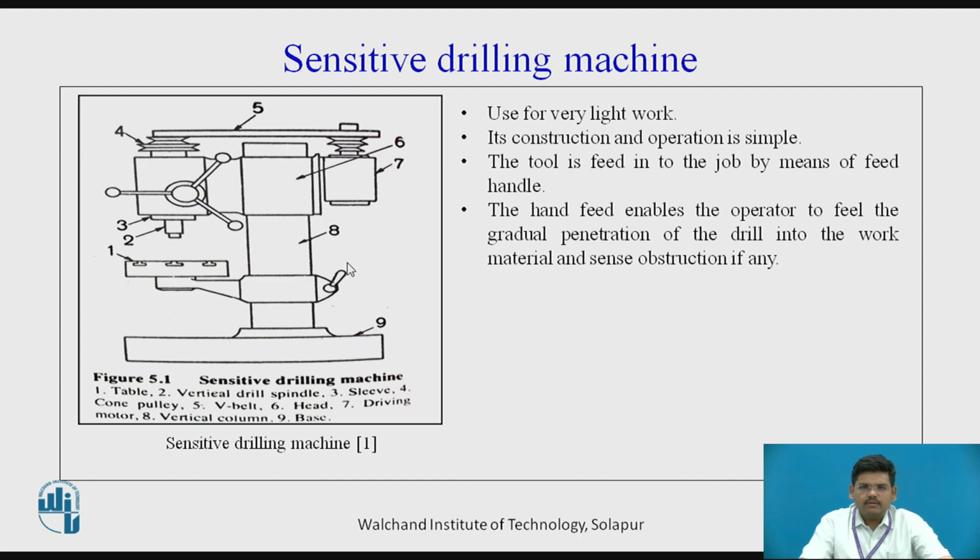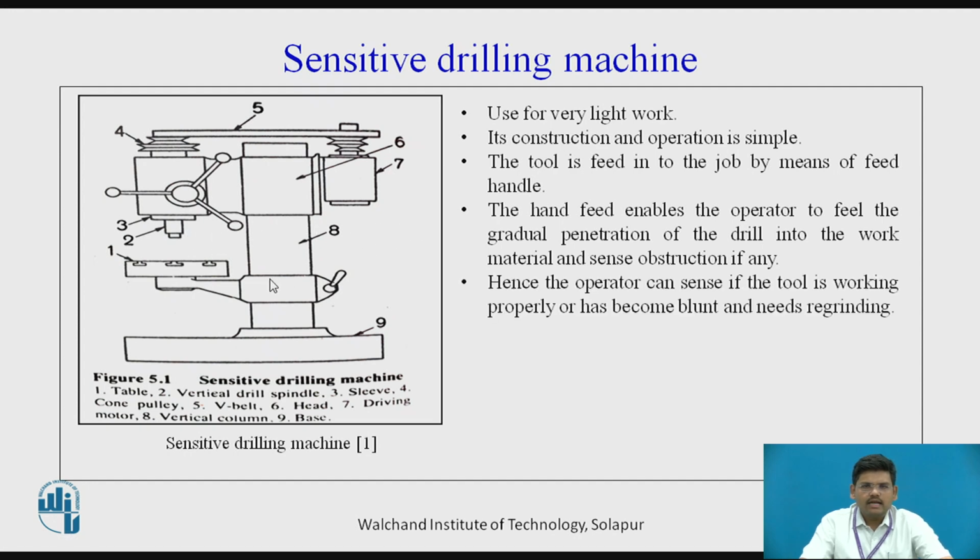The hand feed enables the operator to feel the gradual penetration of the drill into the work. As we see over here, the tool is being fed with the help of this hand wheel. When we rotate this hand wheel and allow the tool to move towards the job, when the tool touches the job, the vibrations that are generated are sensed at this hand wheel. If there is a certain kind of obstruction or the tool is blunt, it will be immediately communicated to the operator through the number of vibrations or the frequency of vibrations.